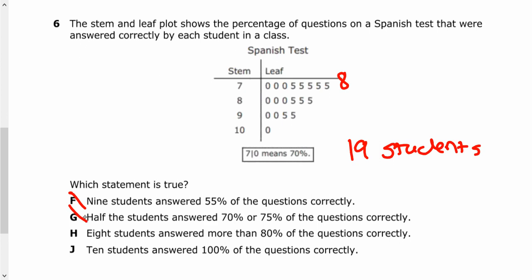8 students answered more than 80%. So here's 80%. So more than 80%. More than would be 1, 2, 3, 4, 5, 6, 7, 8. 8 students answered more than 80%. So H is my answer.